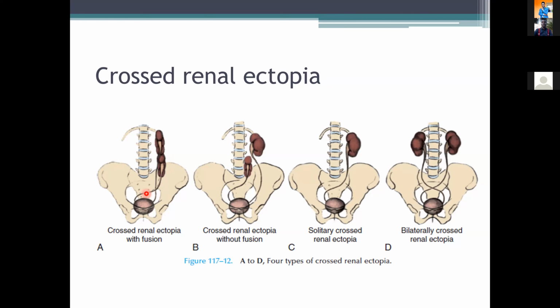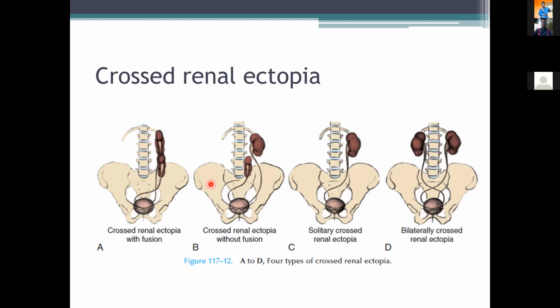Why? Because just imagine that the kidney that is normal and ascends on its side does not lose time. The one that crosses, instead of going into a straight route, loses time because it has to first negotiate that crossing. So the orientation is always that the kidney that crosses is on the lower side, attaching to the lower pole of the kidney on the upper side. Then you can also have it without fusion.